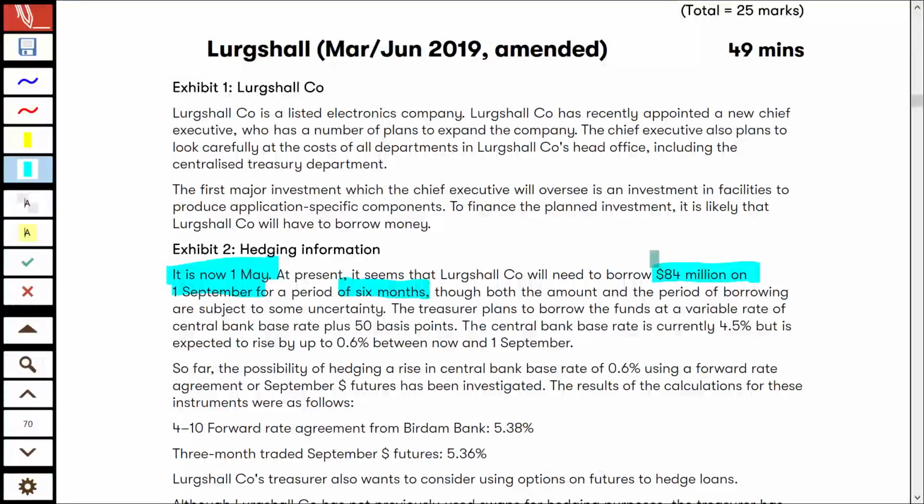So in my plan, I'd write out some sort of analysis, as I have done at the top of the screen here, to make sure that I've got a real fix on what's going on. Because if I get the basics wrong, like the timing of the loan, or in some questions it's an investment, not a loan, I'm not going to score many marks for the numbers at all.